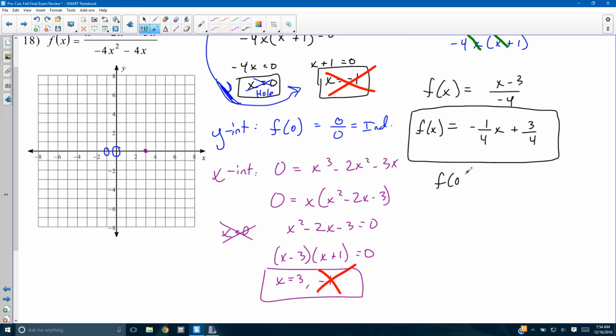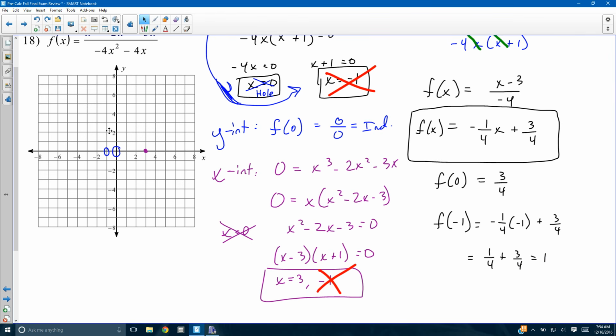So f of 0 is 0 plus 3/4, which is 3/4. Okay, f of negative 1 would be negative 1/4 times negative 1, plus 3/4, which is 1/4 plus 3/4, which is 1. So that's where my holes appear at negative 1, 1. Oh, these are attached. Hang on. At negative 1, positive 1, there's a hole. And then at 0, 3/4, there's a hole.